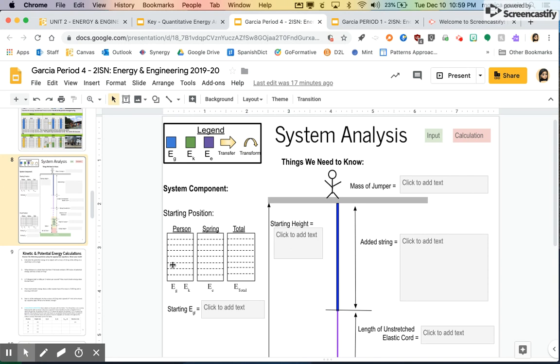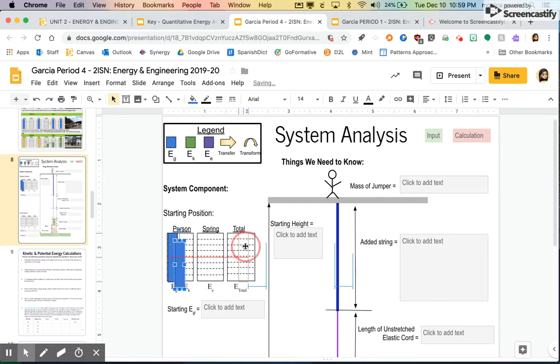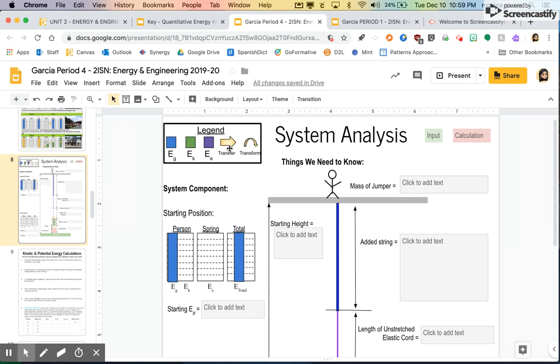Okay, so what you should have gotten is that at the starting position, the jumper hasn't jumped yet, so he or she is not moving. The elastic cord isn't stretched yet, so all of the energy is gravitational energy. So you would click this, let's make a copy of it, drag it down here, and it's all gravitational energy. So the total energy, I just made another copy there, is all gravitational. Okay, there was no transfer of energy, no transformation of energy just yet because it's all in the person.